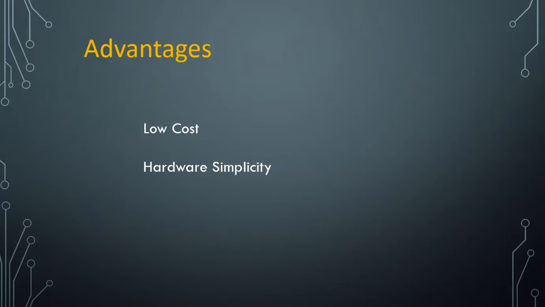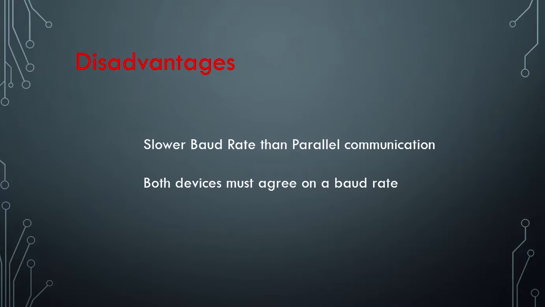Let's look at a few disadvantages. Perhaps the main disadvantage is slower baud rates than other faster systems, such as parallel communication. Parallel can deliver the highest baud rates and leaves any form of serial communication in the dust.